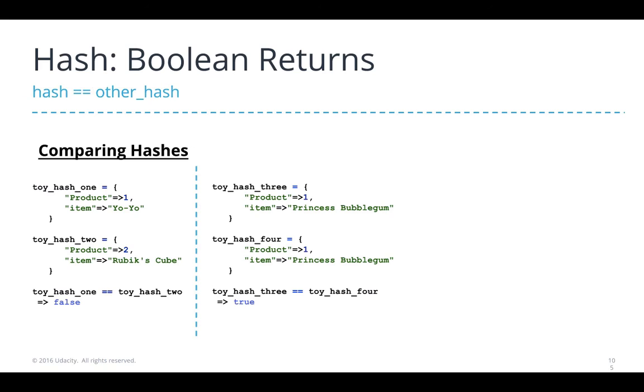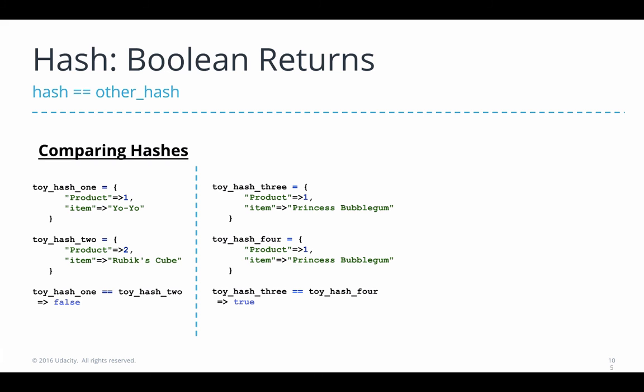So we can compare hashes. Here we have toy hash 1 and toy hash 2. They contain identical keys, but each of those keys have different values. So if we call toy hash 1 and compare it against toy hash 2, we'll have a value returned to us of false. Here we have toy hash 3 and toy hash 4, which have identical key and value pairs. So toy hash 3 compared against toy hash 4, we have a return value of true.